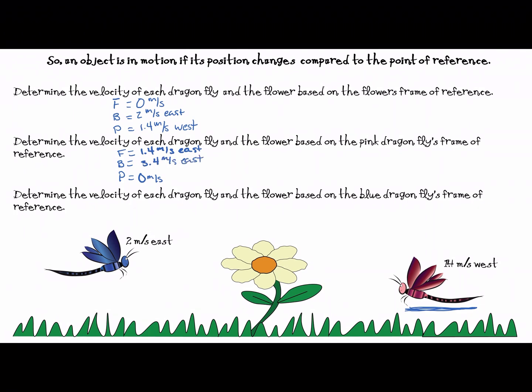Now, determine the velocity of each dragonfly and the flower based on the blue dragonfly's frame of reference. So this time, we're pretending like the blue dragonfly is what's still. So the flower is now moving towards the west at 2 meters per second, and the pink dragonfly is moving at 3.4 meters per second west.